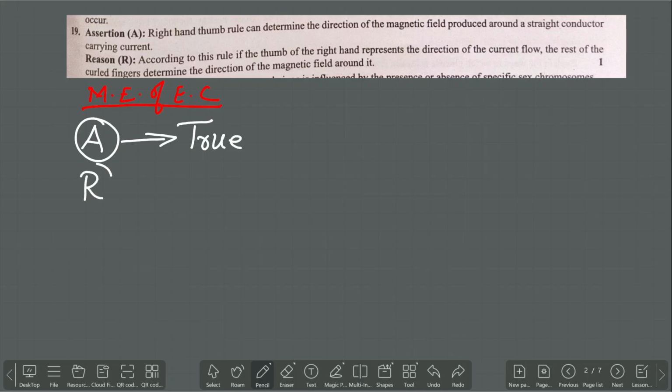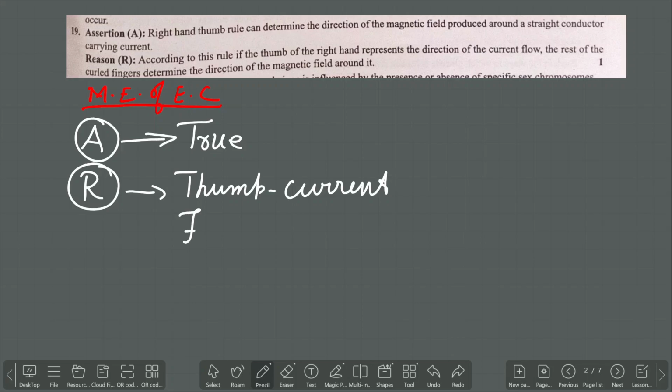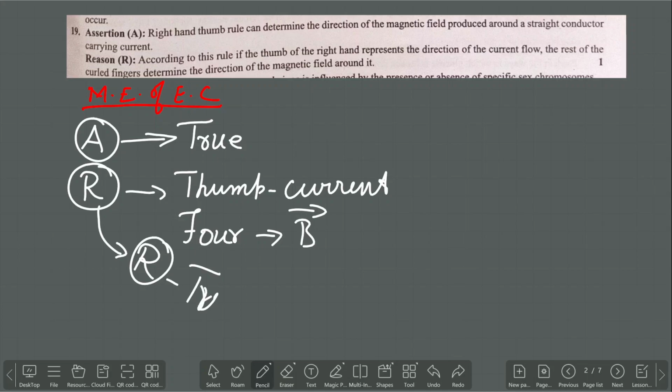Now go to the reason, just read that one. According to this rule, the thumb finger represents the direction of current and the rest of the curled fingers, meaning the remaining 4 fingers, represent the direction of the magnetic field. That means the reason is also true. So our answer is both A and R are true, that means assertion and reason are true, and reason is the correct explanation of assertion. That means our answer is option number A. Next.